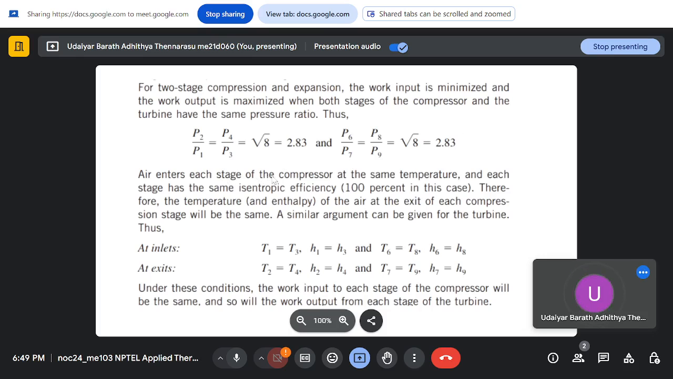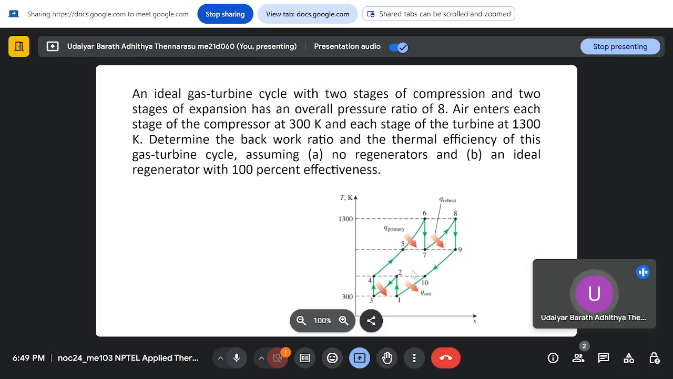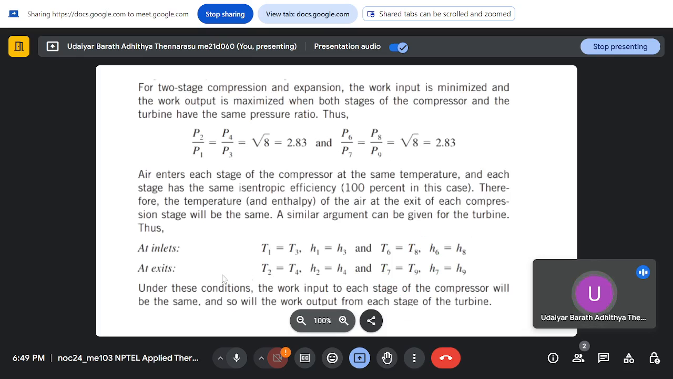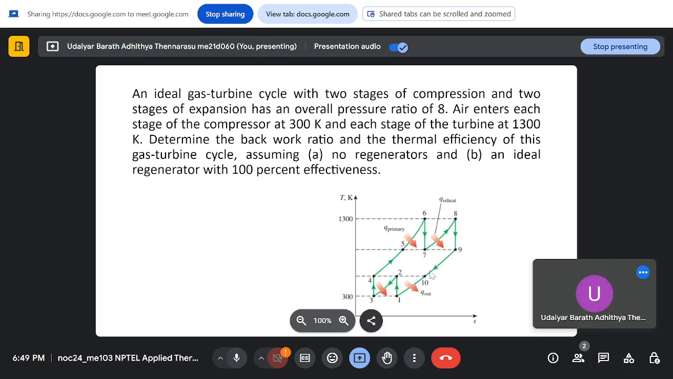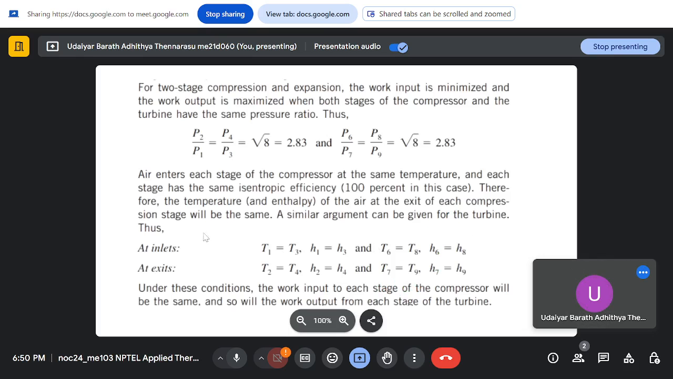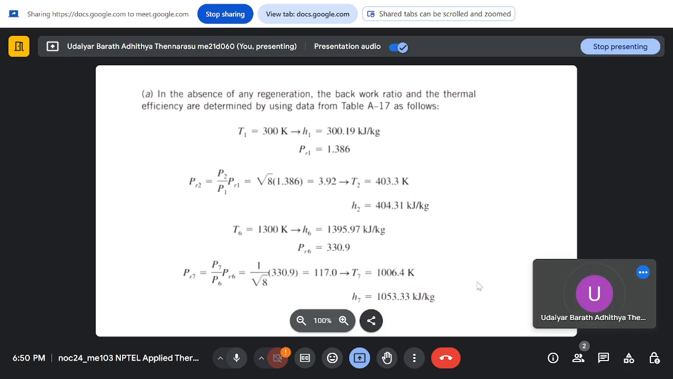Air enters each stage of the compressor at the same temperature, and each stage of the turbine has the same isentropic efficiency of 100%. Thus at inlet, T1 equals T3, H1 equals H3, and T6 equals T8 and H6 equals H8. Similarly at exit, the enthalpy and temperatures are the same in the compressor and the turbine. So under these conditions, the work input to each stage of the compressor will be the same, and so will the work output for each stage of the turbine.